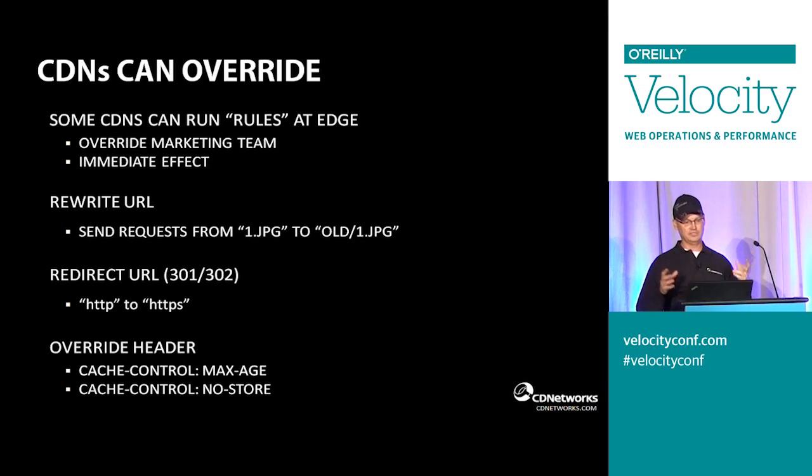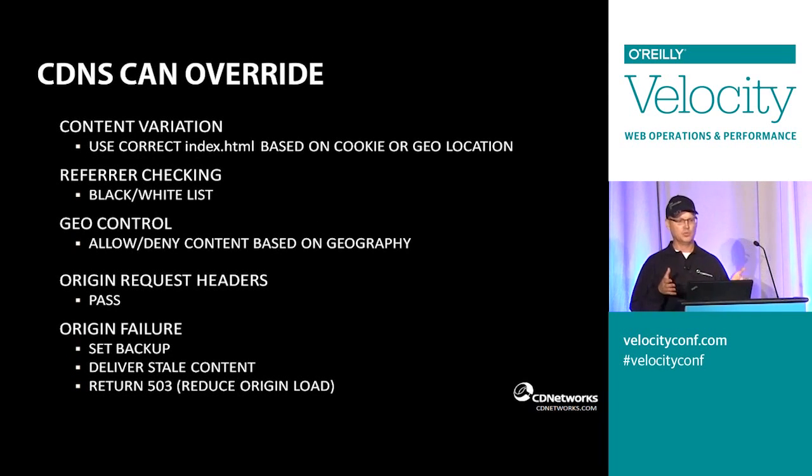So generally a CDN can rewrite URLs that are coming in. We can redirect URLs. We can override any of the headers. We can change any of that information. We can vary the content. So if you've got a different index.html based on a cookie or a geolocation, we can send different ones. We can blacklist and whitelist referrers and geo-control. You can pass on your own custom headers. And of course, the whole strategy for availability needs to take place.